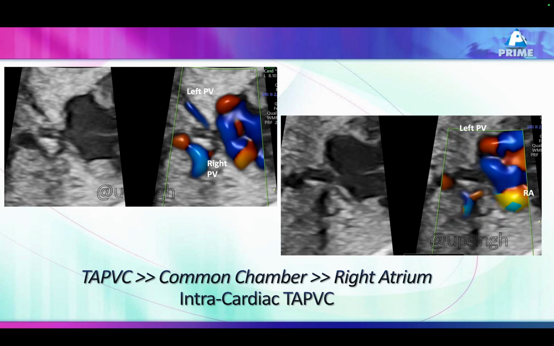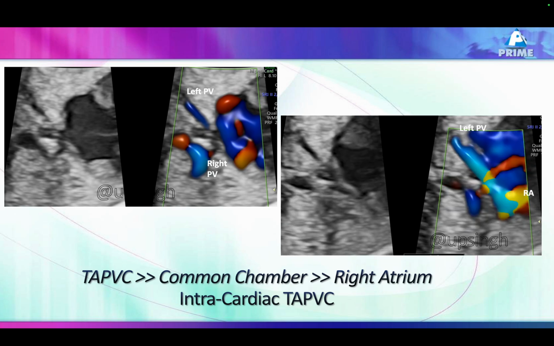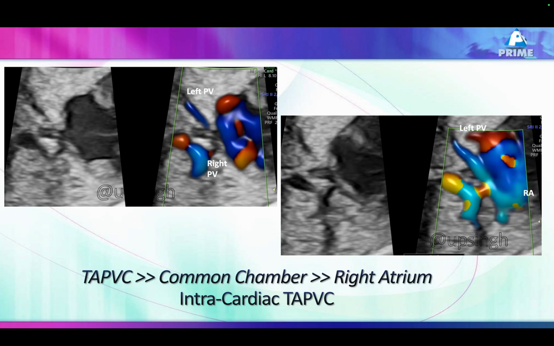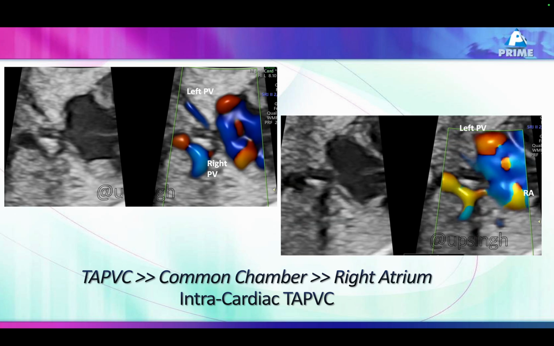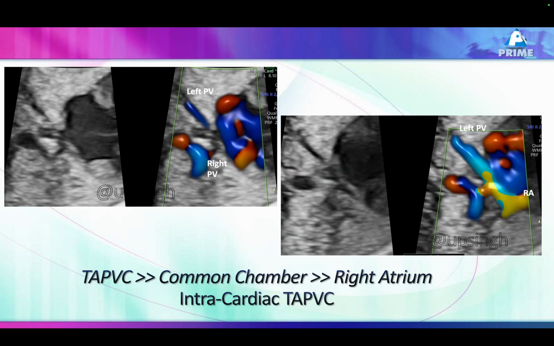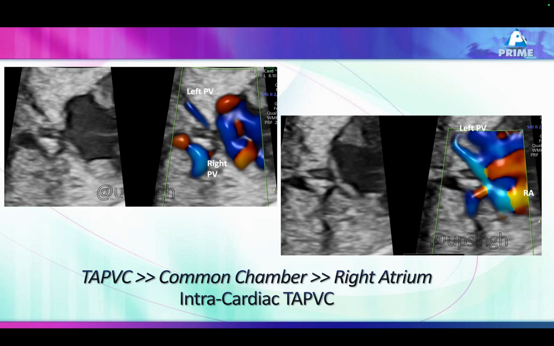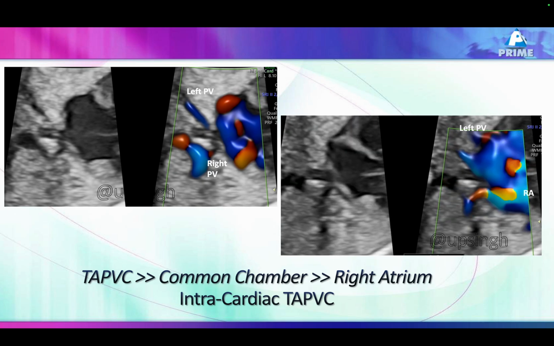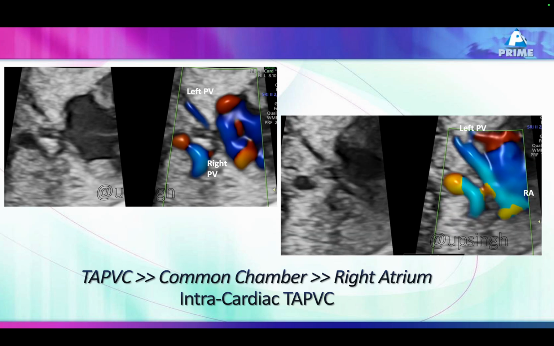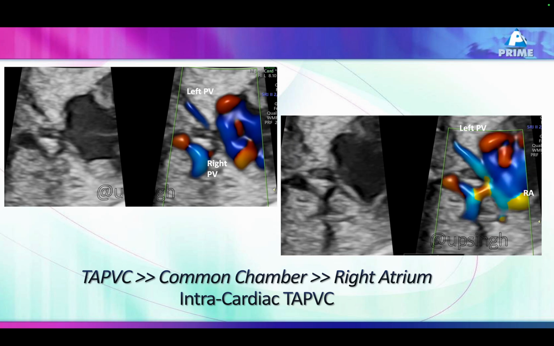So this is a total anomalous pulmonary venous drainage from the left and the right side, opening into a common chamber, and it opens into the posterior wall of the right atrium. Thus, it is an intracardiac type of TAPVC.